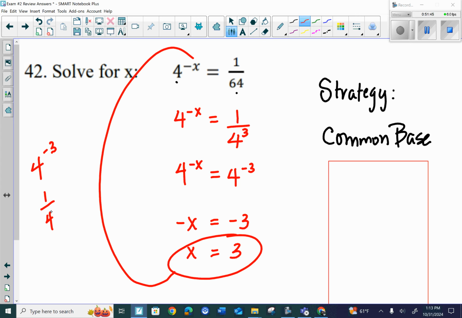That's equal to 1 over 4 to the third if you understand negative exponents, or you could just put it in your calculator and calculate the decimal for both, but it's nice to know exponents. And 4 to the third is 64. So it checks out. Always check when you can.